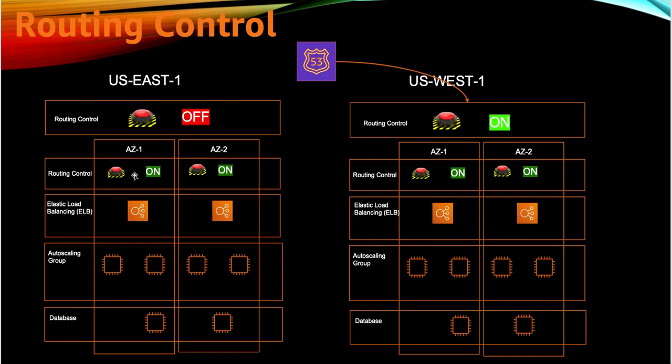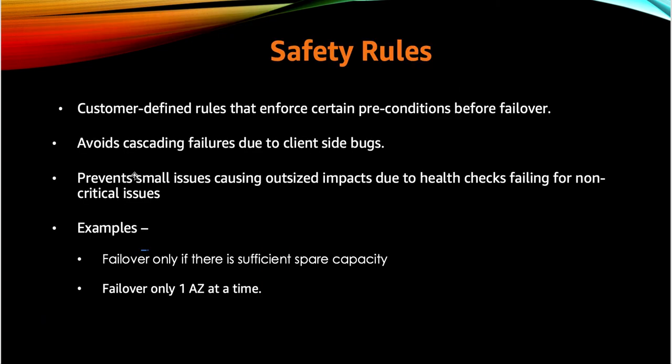So that's a little bit about the different architectures you can use by using the routing control, and you can control your traffic, where it's going and where you want to control it. Next is about safety rules.